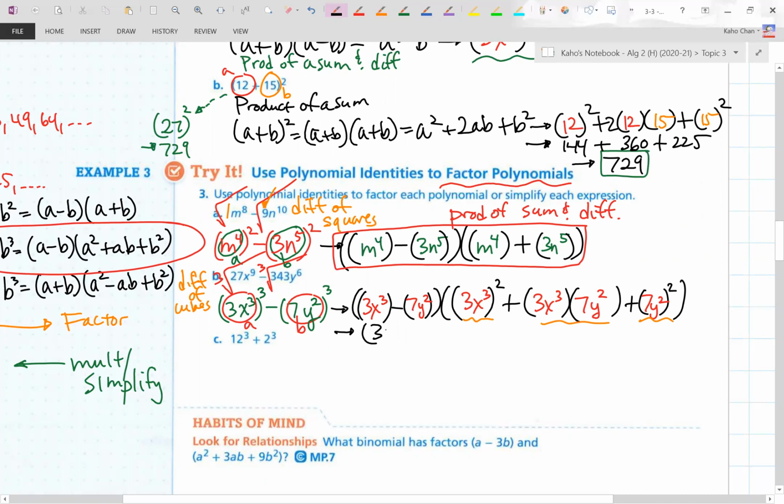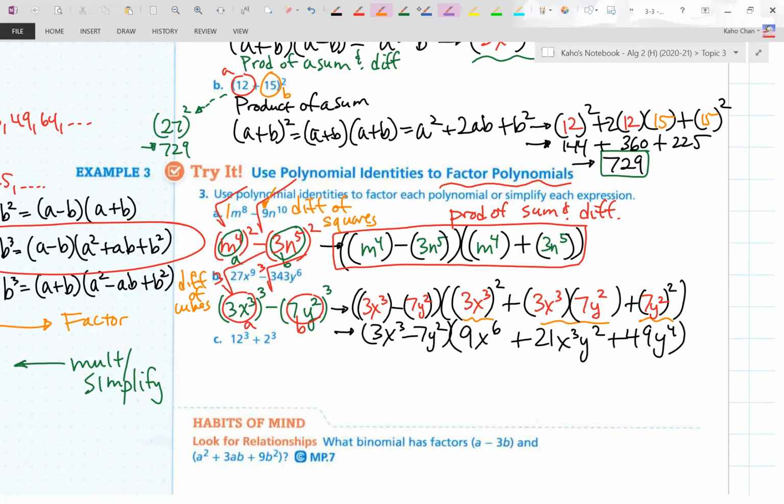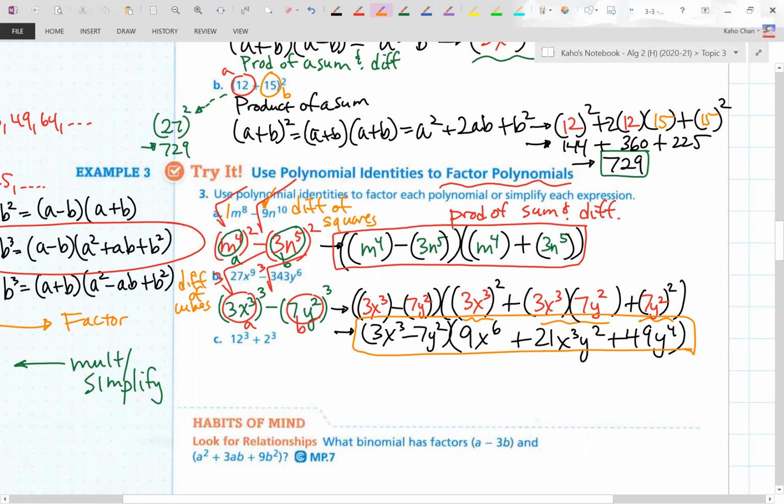So this is 3x cubed minus 7y squared times 3x cubed squared, which is 9x to the 6th, plus 3 times 7 right there is 21x cubed y squared, plus 49y to the 4th. That's your answer. Now, I could theoretically ask you guys to prove this by superfoiling that. If you superfoil that product of a binomial and a trinomial, you'll end up with this answer right there. Trust me, okay?